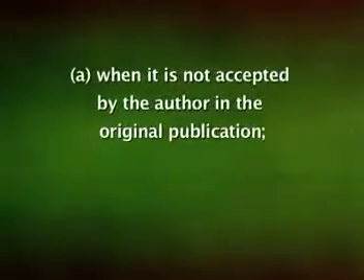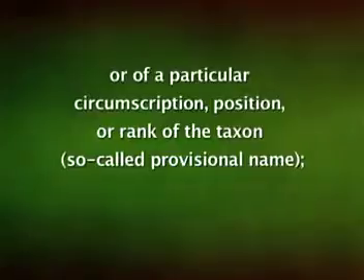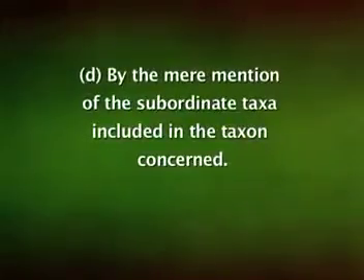According to Article 34, a name is not validly published when it is not accepted by the author in the original publication, or when it is merely proposed in anticipation of the future acceptance of the taxon concerned or of a particular circumscription, position, or rank of the taxon, so-called provisional name, when it is merely cited as a synonym, and by the mere mention of the subordinate taxa included in the taxon concerned.